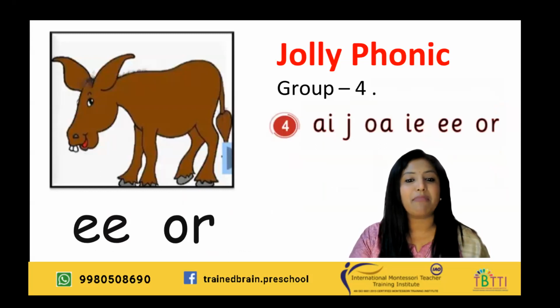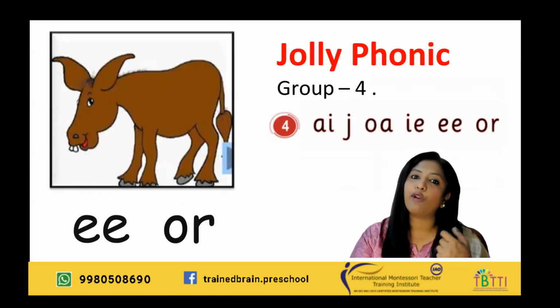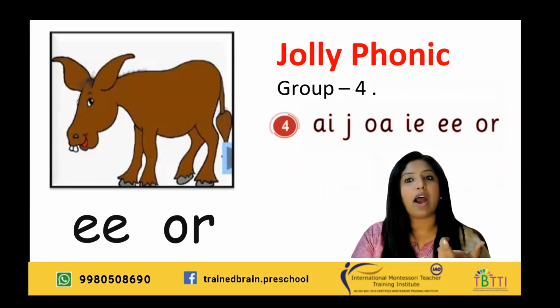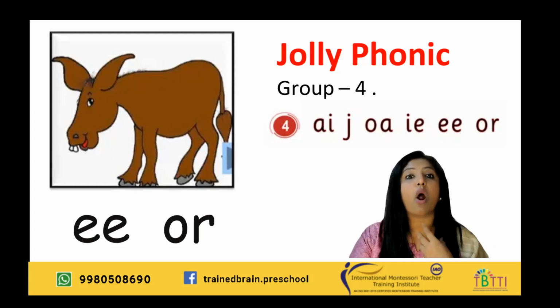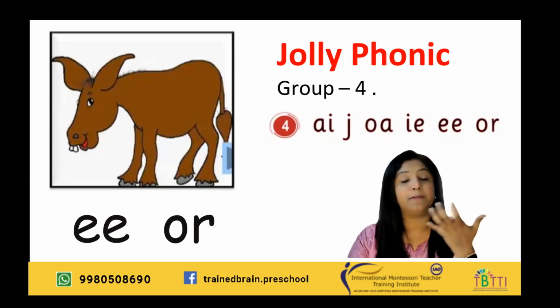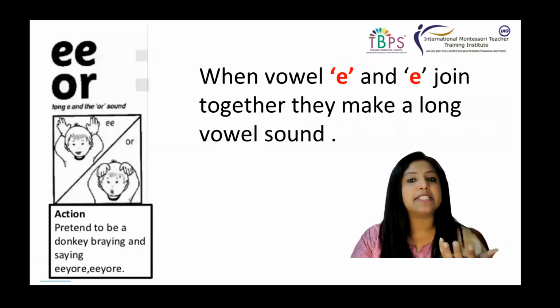So when I have my EE, is it a diphthong or is it a digraph? Digraph. What sound does it make? Long sound. What is the sound? E. OR, the R is not heard very prominently. We say R. The R should not be heard prominently. We don't say or. When I say or, the R is heard, right? You say R. Okay, so this is the pronunciation that we do.